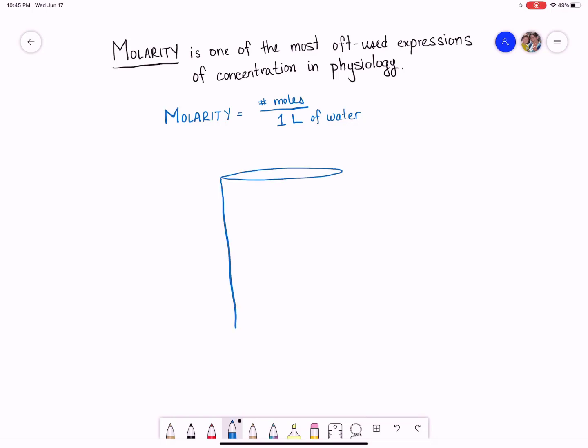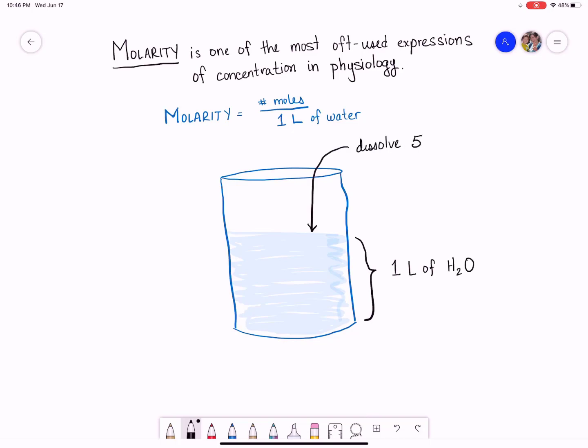So for instance, if I have a beaker with 1 liter of water and I add 58.5 grams of sodium chloride to that beaker, I know that 58.5 grams of sodium chloride is 1 mole.